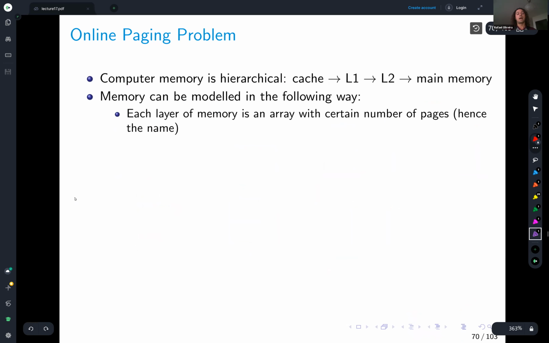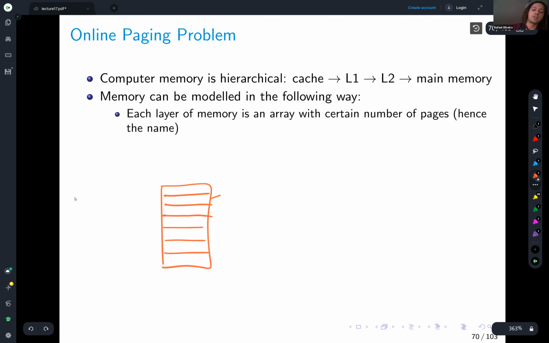As we said, each layer of memory, we can think of it as an array with a certain number of pages. And hence that's why we have the online paging problem, because we're going to deal with these pages. So if you saw the drawing, each memory can be modeled by each of these lines here being a page.